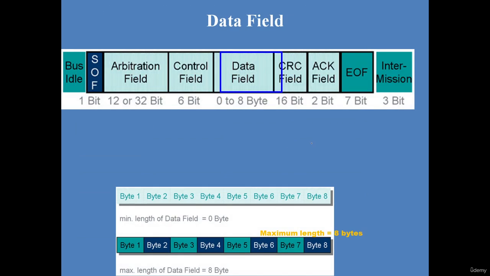Now coming to the data field. The data field is the field which will contain the actual data, the sensor data or the actuator data or the data being requested or sent. So the actual information would be contained in this data field. It can consist of byte 0 to byte 8.